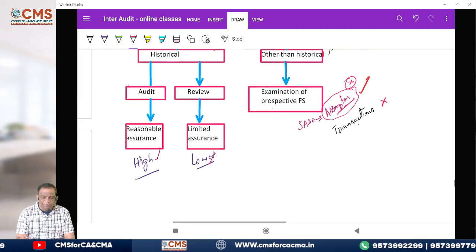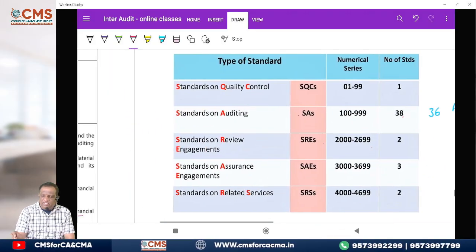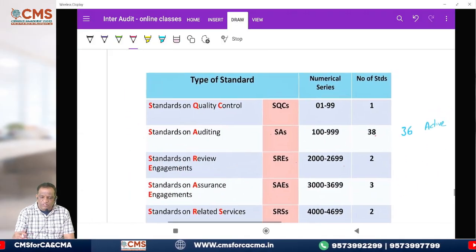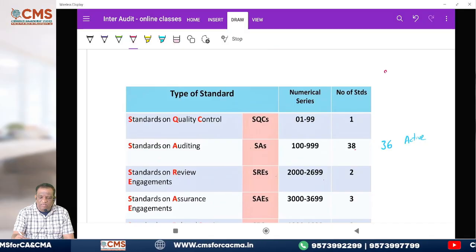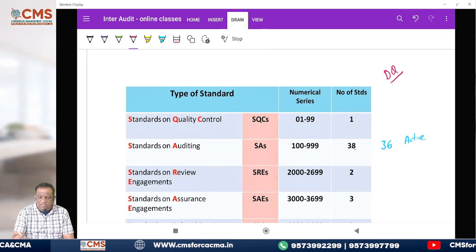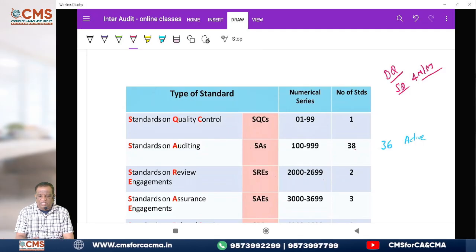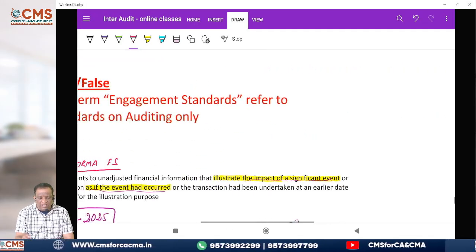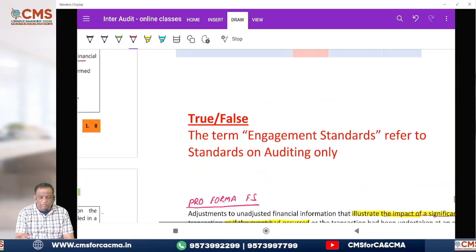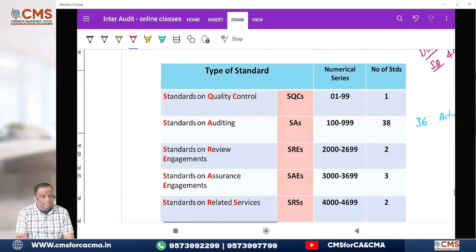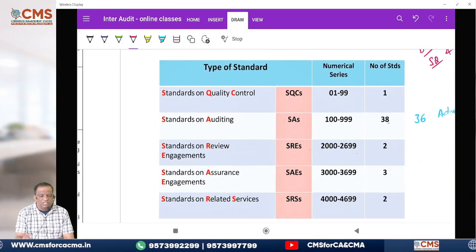Now, then a short answer, descriptive question. You can say this is a descriptive question, short answer, probably for 4 marks. He is asking regularly, including the latest. It is an old question and it is a new question as well. That is, what are the assurance standards?